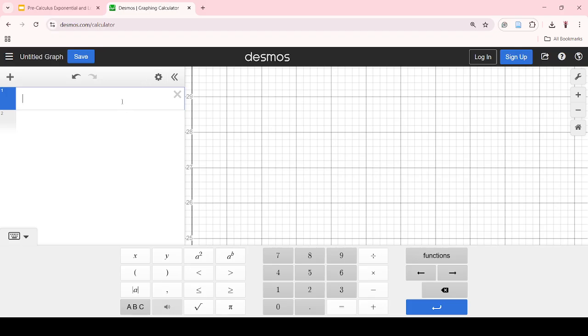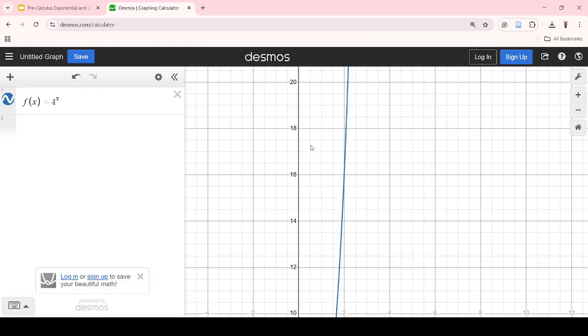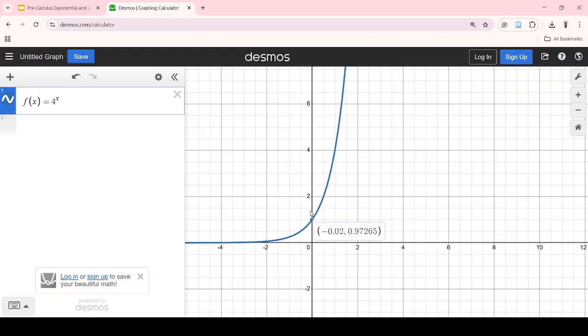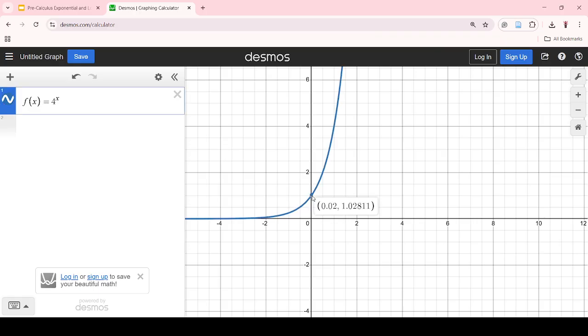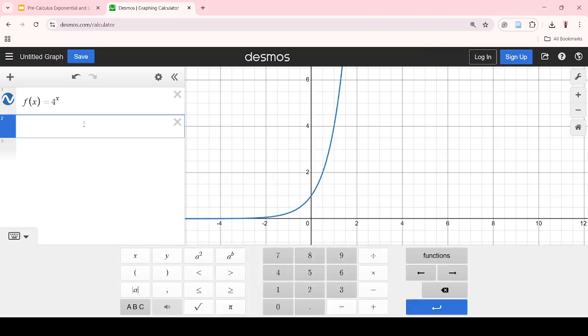We will do f of x is equal to 4 to the power of x. Okay, here's your piece. It intersects on the y-axis at 0, 1.